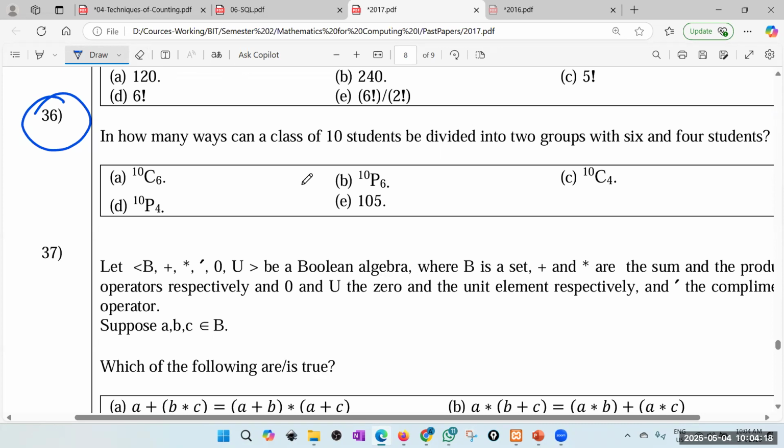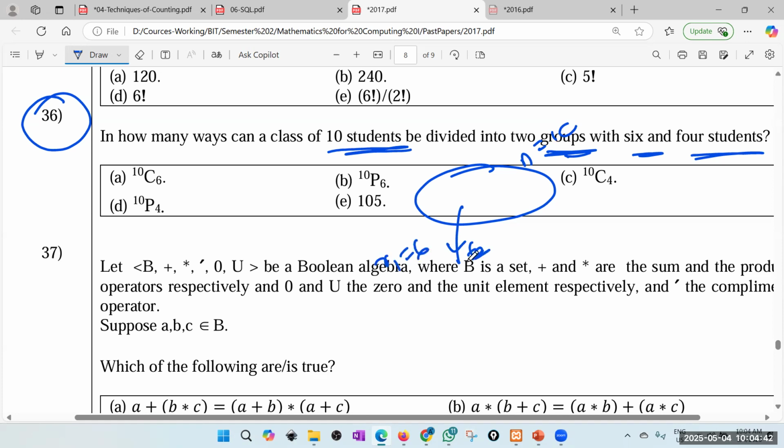Right. In how many ways can a class of 10 students be divided into two groups with 6 and 4? That means we are going to use all 10, right? So initially we have 10, N equals 10. From 10, we are going to pick first 6. That is my R1. We can pick any 6, but we are not going to arrange. So this is definitely combination.